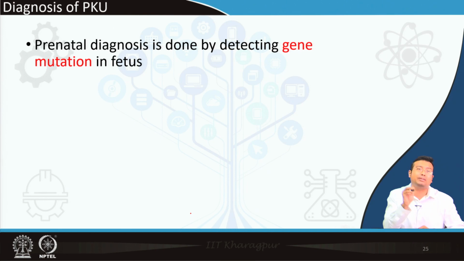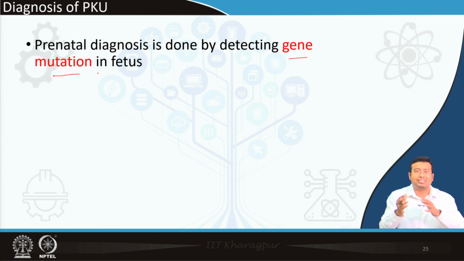It can happen, right. So, prenatal diagnosis in the fetus is by detection of gene mutation, the PAH gene mutation. If it is mutated, then there is a chance that the baby will have phenylketonuria. But mind it, as I always discussed previously, a mutation may lead to total or partial loss of the enzyme.